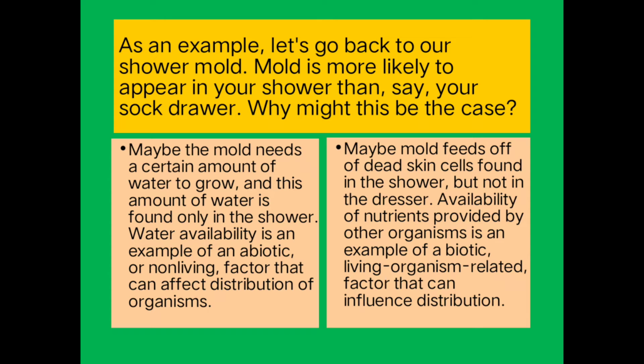Water availability is an example of an abiotic, or non-living, factor that can affect the distribution of the organism. Or maybe mold feeds off dry dead skin cells found in the shower but not in the dresser. Availability of nutrients provided by the other organisms is an example of a biotic, living organism-related factor that can influence distribution.